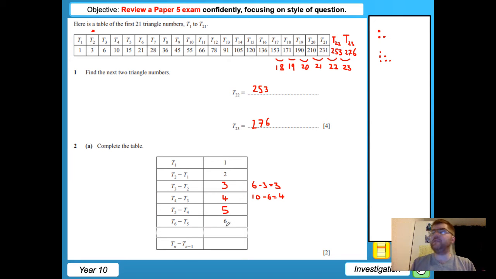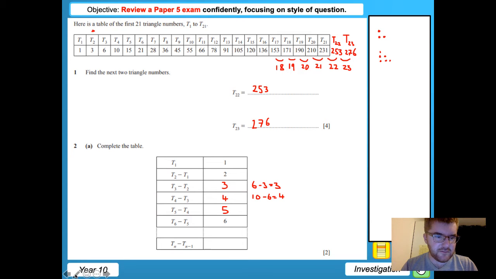And now this is the first part where pupils can often get confused. Now we've got Tn minus Tn minus 1. And we're thinking, okay, what goes in that box there? But the key thing about this paper, paper 5 and paper 6, is looking for patterns. So, for example, T2 minus T1 is equal to 2.